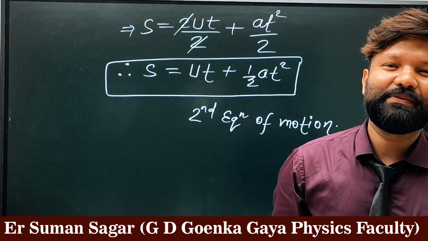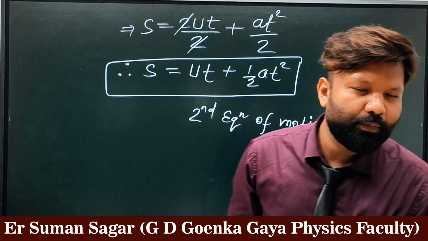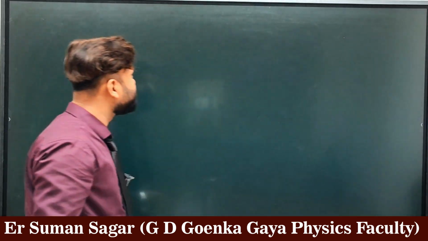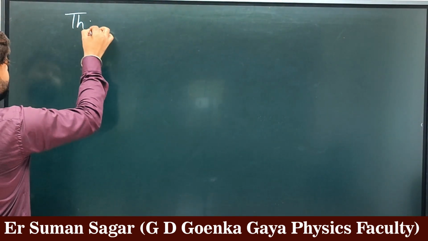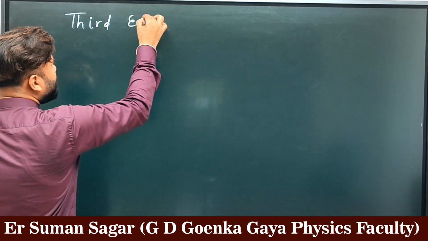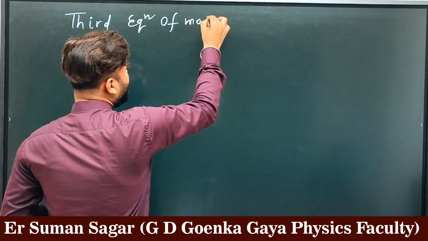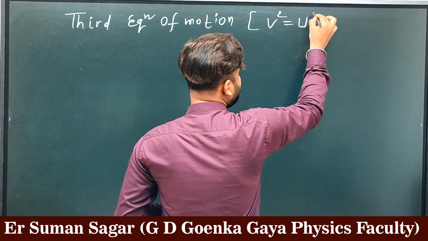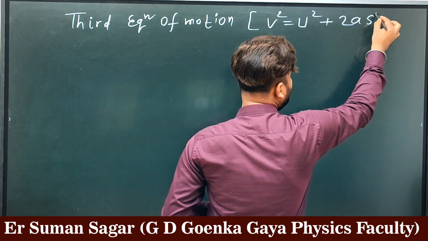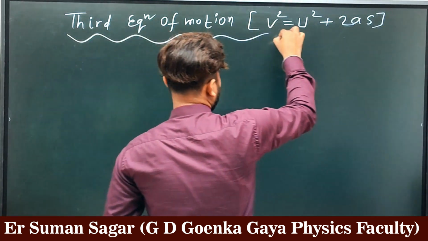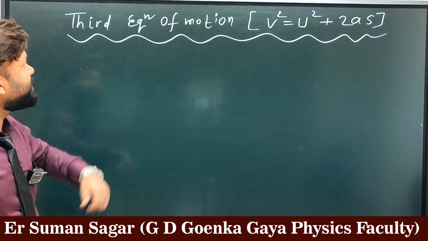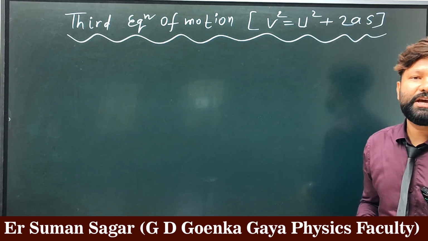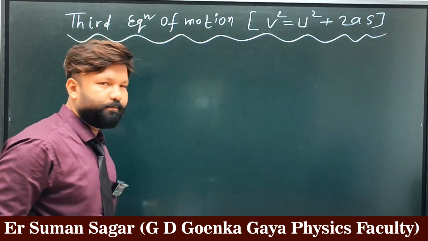Let's move to the third equation of motion. I hope you all are understanding. I hope you all are getting. Let's start with the third equation of motion. So this is the third equation of motion, that is v square is equal to u square plus 2as. This equation we are going to prove in this video.